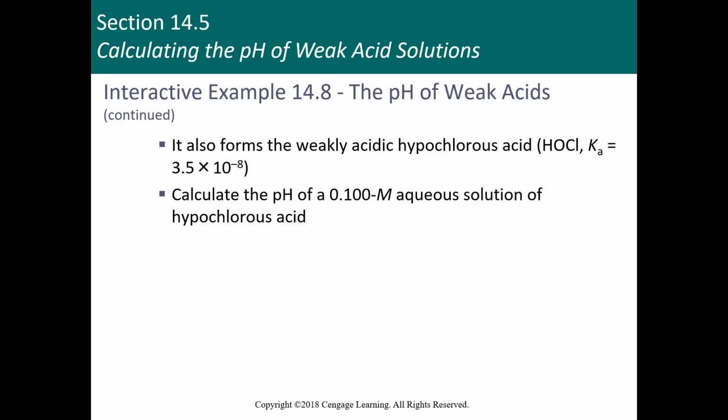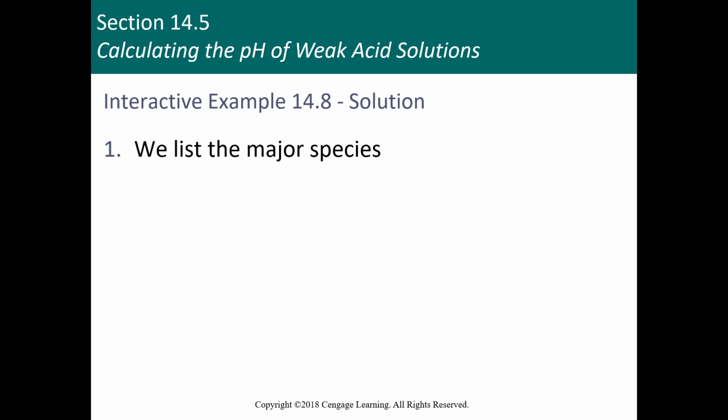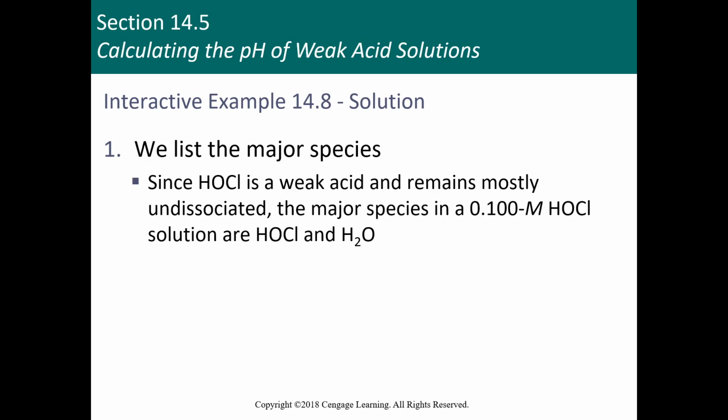So calculate the pH of a 0.1 molarity aqueous solution of hypochlorous acid. The first thing we need to do is figure out what our weak acid is. HOCl is a weak acid. That means it's going to remain mostly undissociated. You're going to have HOCl that remains as HOCl in water. The major species thus will be HOCl and water. Those will be your two largest amounts.